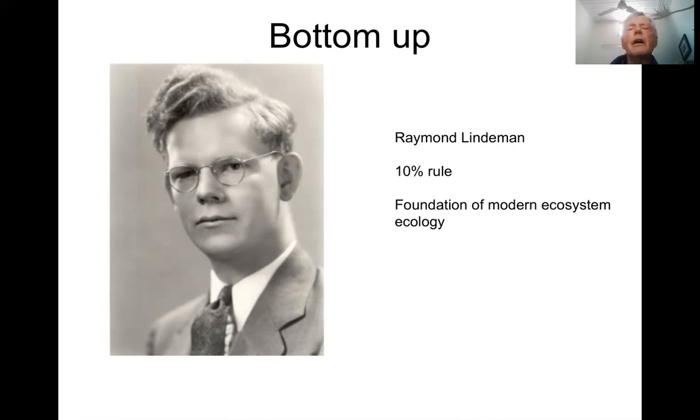That means there are going to be about an order of magnitude more plants than there are of the herbivores that eat those plants, and there are going to be an order of magnitude more herbivores than there are of predators that eat those herbivores. That's based on the bottom-up theory. That's based on this 10% rule.